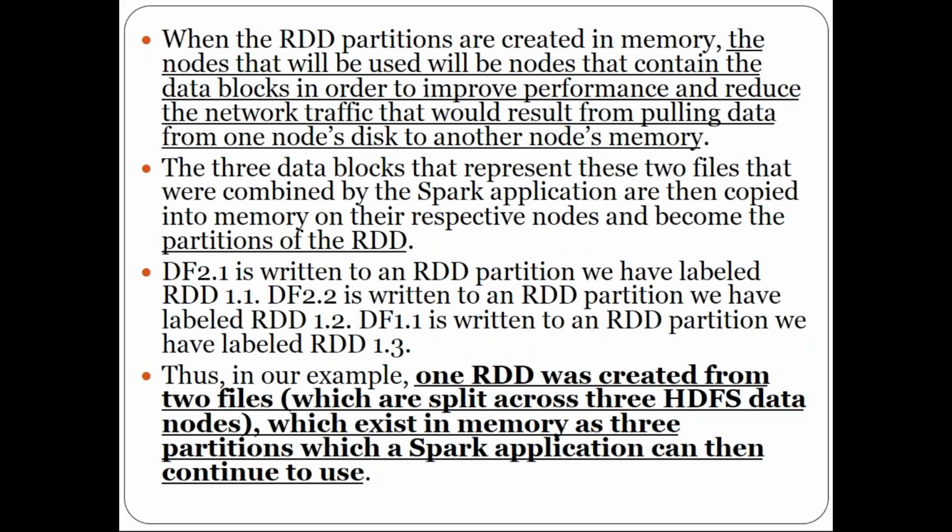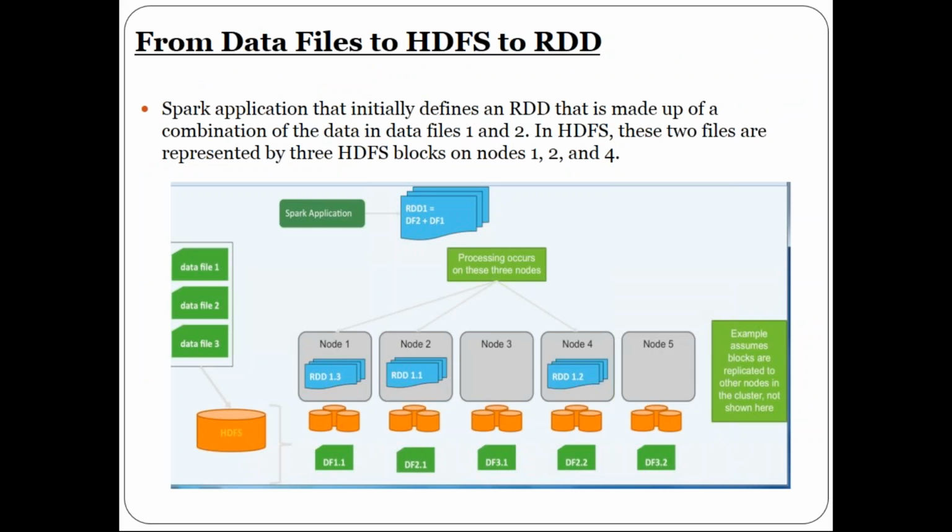Point clear. Now, the three data blocks that represent two files were combined by the Spark application and then copied into memory by the respective nodes and become the partitions of the RDD. I repeat this point, carefully observe. The three data blocks, these three data blocks.